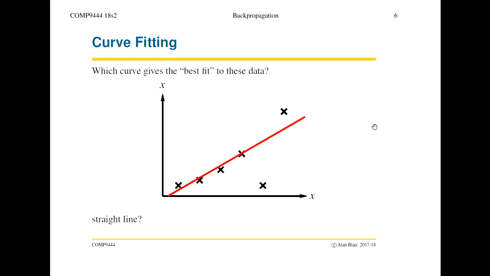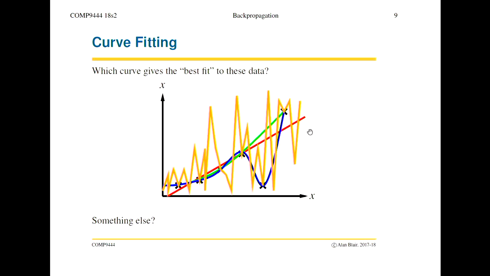We could assume that this is a straight line. We could assume that it's a parabola. We could have a higher order polynomial like this, or we could just have some crazy curve like this. So there's many different ways to draw a curve that goes through all of those points.